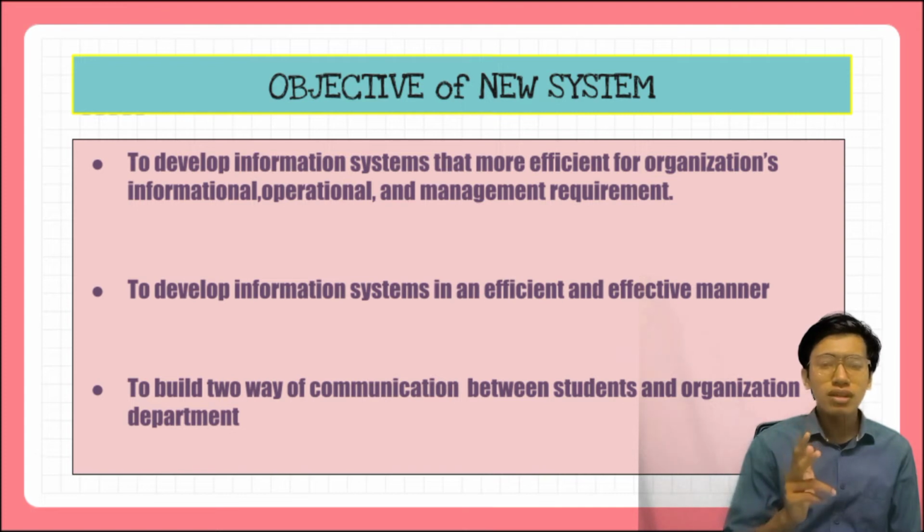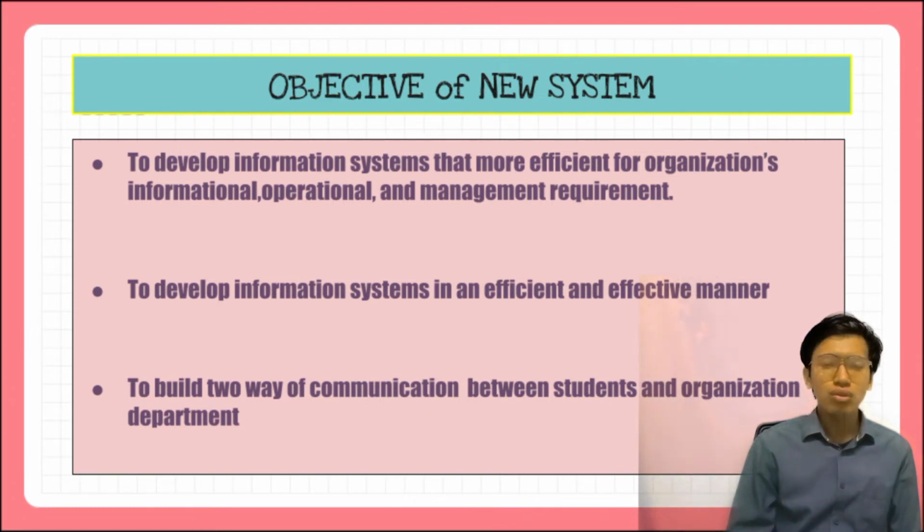Next is to develop an information system in an efficient and effective manner. By implementing this new system, the flow of data can be more fluent. The secretary from any association can take down notes when the online meeting is made with top management of administration.